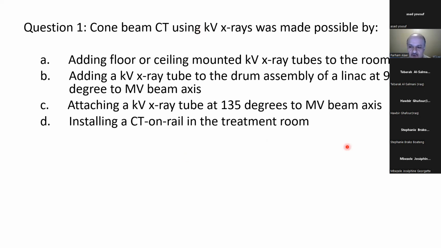Sure. Yeah, so the question is, cone beam CT using kV X-rays was made possible by: A, adding floor or ceiling mounted kV X-ray tubes to the room; B, adding a kV X-ray tube to the drum assembly of a LINAC at 90 degrees to the megavoltage beam axis; C, attaching a kilovoltage X-ray tube at 135 degrees to the megavoltage beam axis; or D, installing a CT on rail in the treatment room.